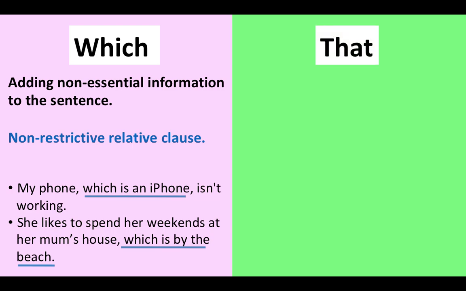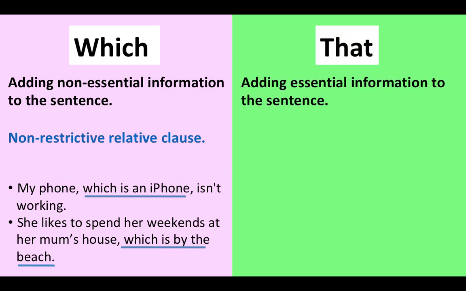That. That is used when adding essential information to the sentence. And this is used in a restrictive relative clause. The information is required in order for the reader to understand the noun or the meaning of the sentence.